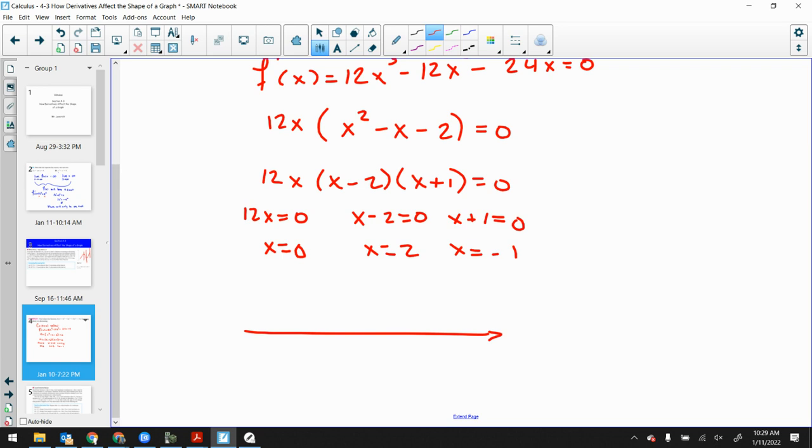So here's what we're going to do. We're going to create a little number line to see where there could possibly be an increasing to decreasing shift. I have 3 points, not just 2. There could be a shift at 0. There could be a shift at 2. Can we put them in order on a number line? Negative 1, then 0, then 2.